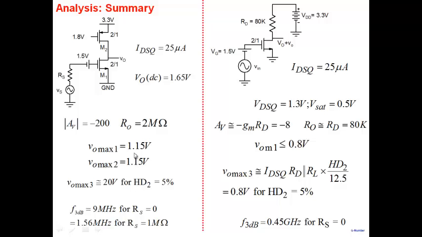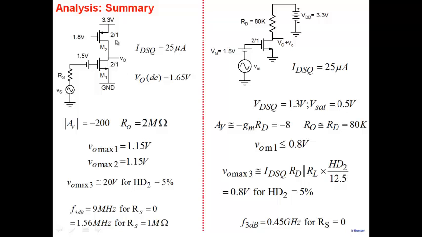Swing, you can see here, harmonic distortion doesn't bother. Swing is also better here. And of course, the price that you have to pay for large gain is that the 3 dB frequency here, even for RS equal to 0, is only 9 megahertz, while the 3 dB frequency there was 0.45 gigahertz. So when you build up large gain, what you end up doing is you build up large resistance at this particular node, and large resistance, as you know, increases the time constant and causes the 3 dB frequency to drop here. So you can see a comparison here.